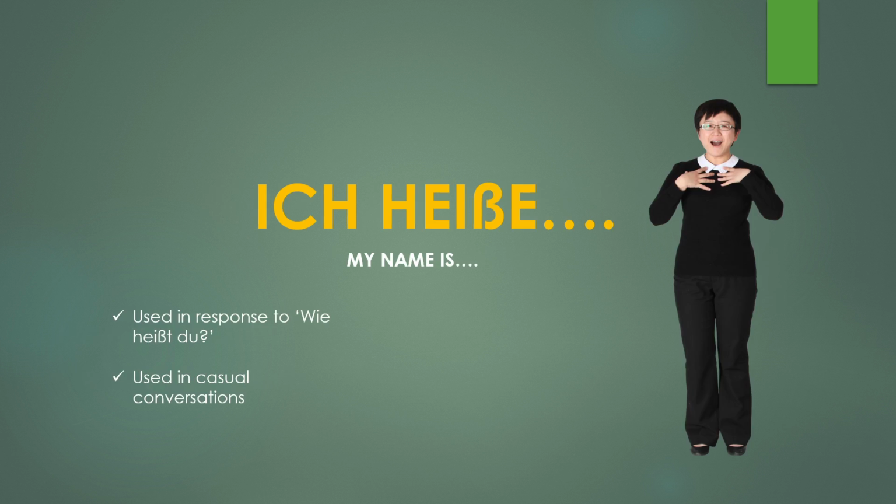In response to the question Wie heißt du, one can say Ich heiße, followed by his or her name. For example, Ich heiße Anna. This phrase is an informal way of introducing yourself when you are meeting someone for the first time or in casual conversations with friends and acquaintances.